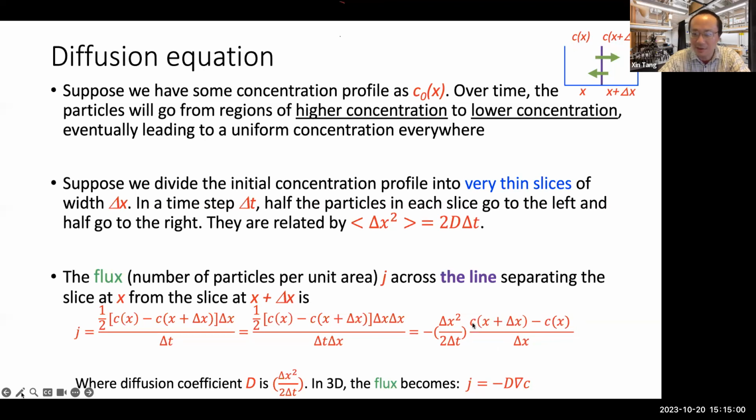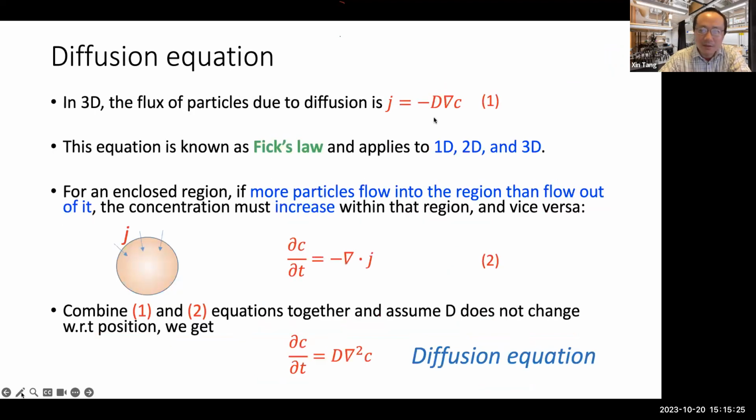So C is a function of x, and J is expressed as J equals minus D gradient C. If it's in 1D, then it's partial C, partial x. But in 2D or 3D, you can write it with the del operator. That's called gradient C, right? That's J, the flux. That is called Fick's law.